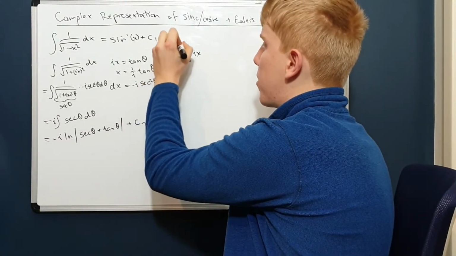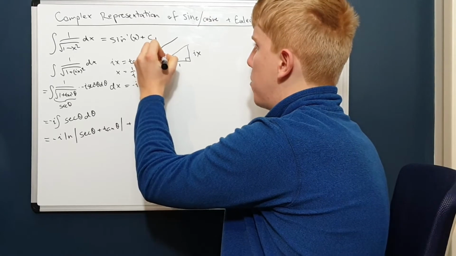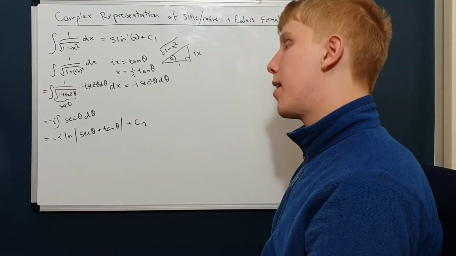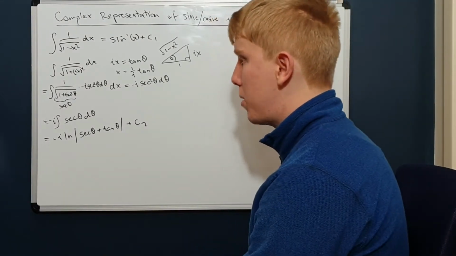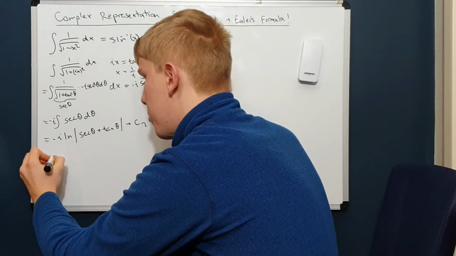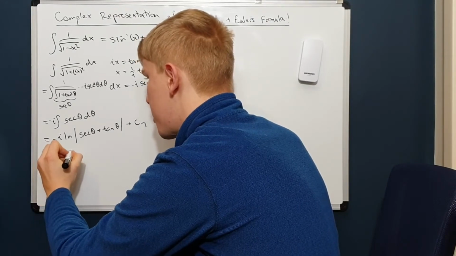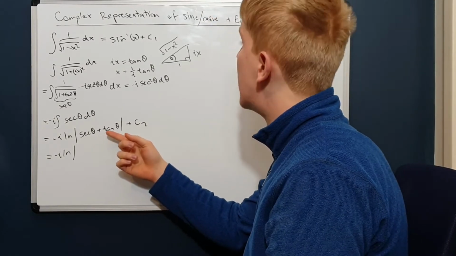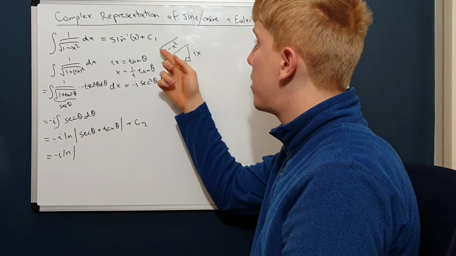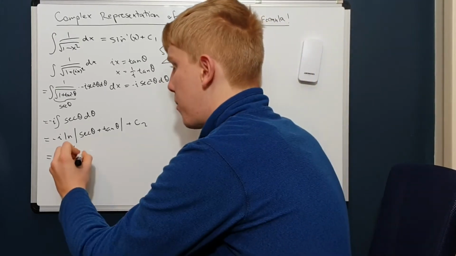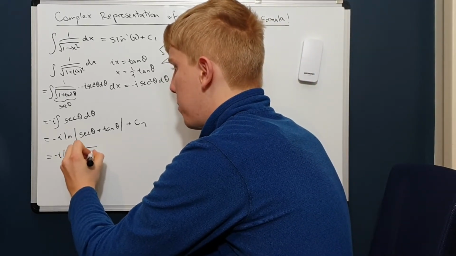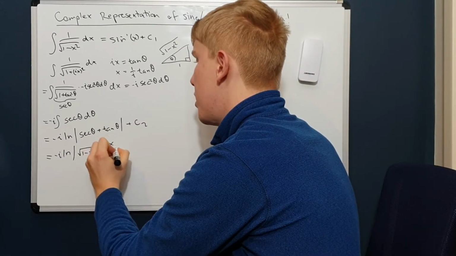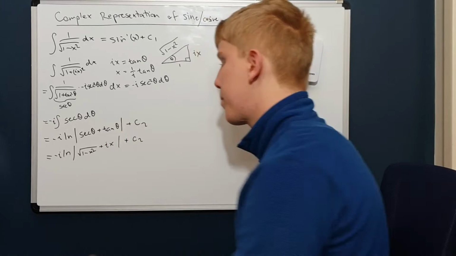And applying the Pythagorean theorem, this hypotenuse will then be the square root of 1 minus x squared. Okay, now we can rewrite this expression in terms of x using this triangle, and we'll end up with negative i times the natural log of secant theta plus tangent theta. Secant is the reciprocal of cosine, so it will be the hypotenuse over the adjacent, namely 1 over the square root of 1 minus x squared, plus tangent theta, which we said was ix plus c2.